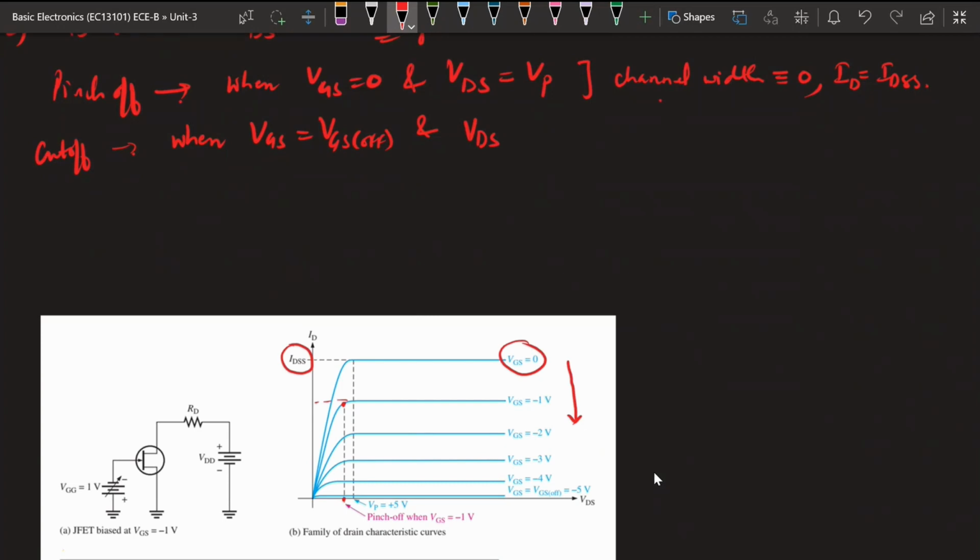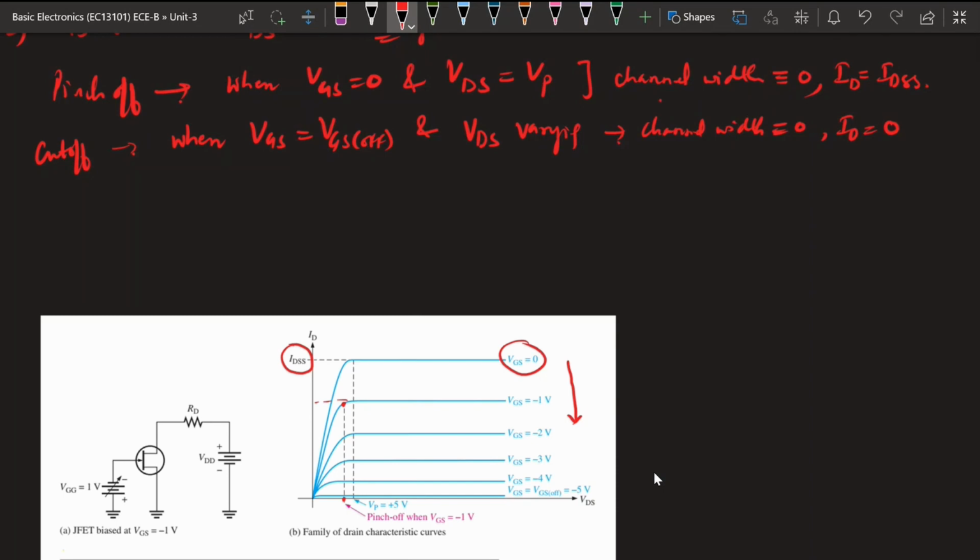This is the gate to source voltage. The VDS can be any value, but the current will become 0. So VDS is varying, it is any value, but when VGS is equal to VGS off, the channel width will be reduced almost to zero, and the current flowing is similar to a zero current. So the current will become zero in this cutoff region case.